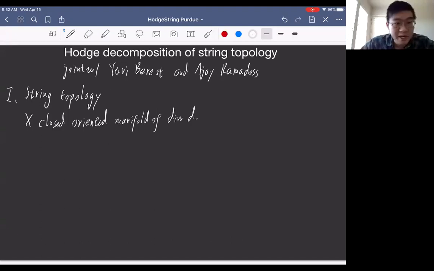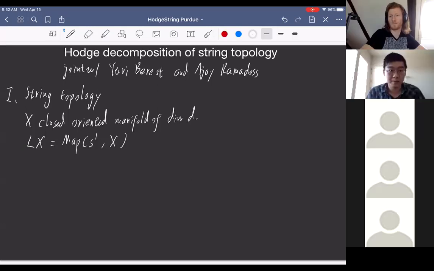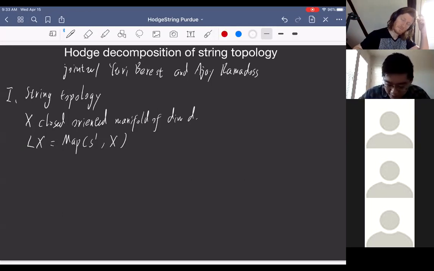Okay, so the main object in string topology is the free loop space, which is just the mapping space from S1 to your manifold. So that's the main object in string topology. So roughly speaking, you can think of string topology as all the algebraic topology related to this free loop space. And okay, it's the free loop space, there's no base point. The only thing you need to be careful about is that even though there's no base point, for each free loop, each element in this mapping space, there's a marked point, which is the image of 0 or 1 in your S1.